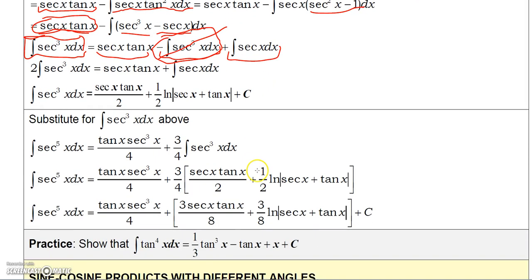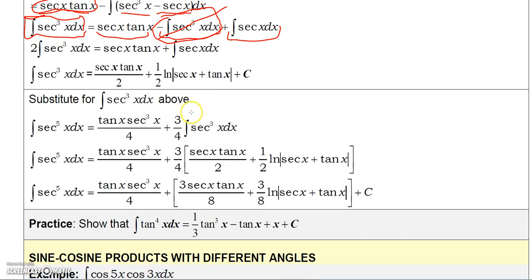Okay, now remember above, up here, we needed to substitute for secant cubed x. So if we take this now and replace secant cubed x with what I got right here, then I'll have 3/4 times what this equaled, which is this. So I have 3/4 times secant x tangent x over 2, and then plus this term, 1/2 natural log of the absolute value of secant x plus tangent x. And I know I should have put a plus c out there, but just forgot.